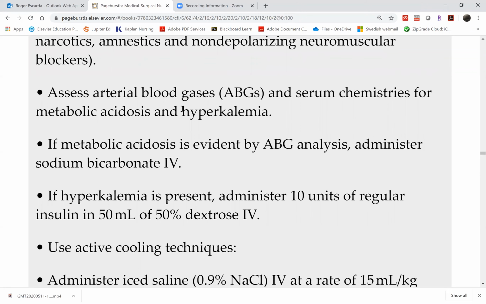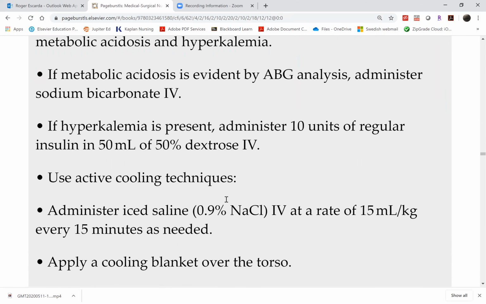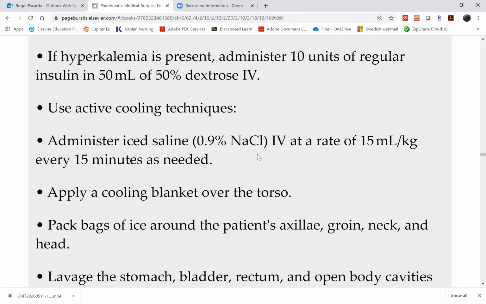ABGs are drawn exactly for the purpose. We need to know the pH because if the patient goes into severe acidosis, then we give the bicarbonate right here. If hyperkalemia, here's the regular insulin with dextrose that will lower potassium levels. And then this is where you use the saline now. The saline is used to cool the patient internally. So we will wrap that bag of saline in ice. So we'll hang it, infuse it to the patient, but we'll wrap the bag with ice. That way we're not only cooling the patient outside, but also we're cooling them internally.